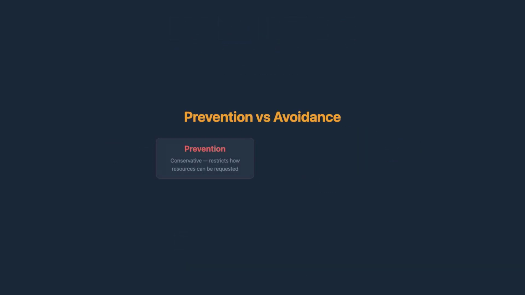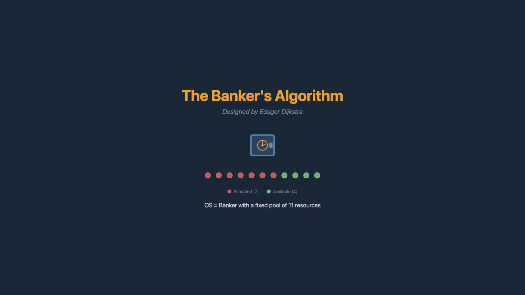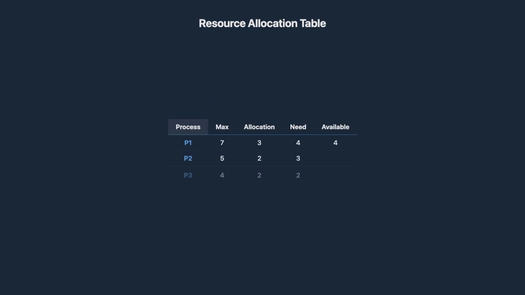Prevention is conservative. It restricts how resources can be requested. Avoidance is smarter. It allows flexible requests but checks each one before granting it. The most famous avoidance algorithm is the banker's algorithm, designed by Dijkstra. Think of the operating system as a banker with a fixed pool of resources. Each process declares its maximum resource need upfront.